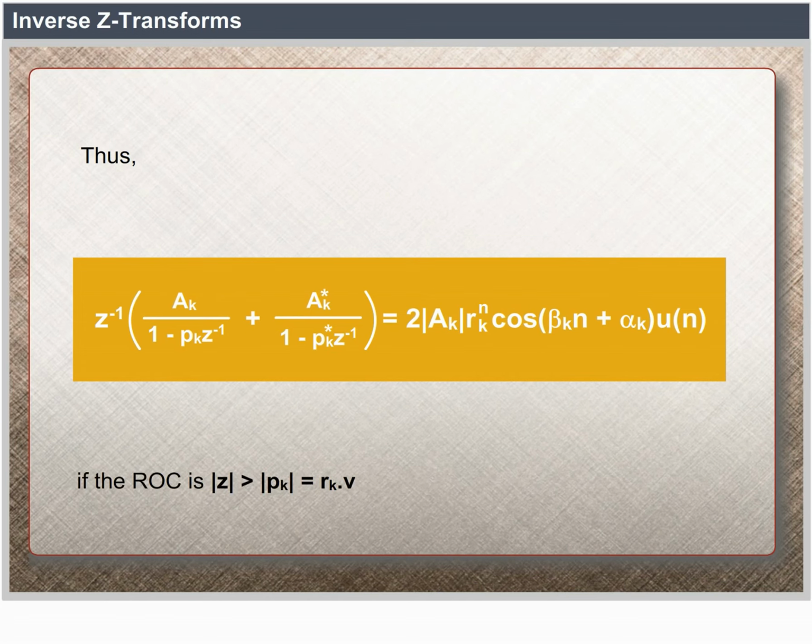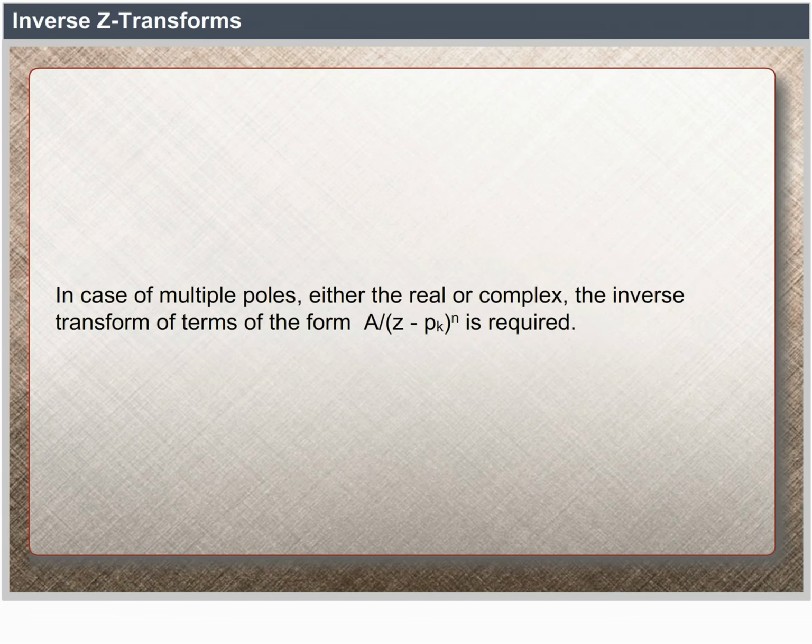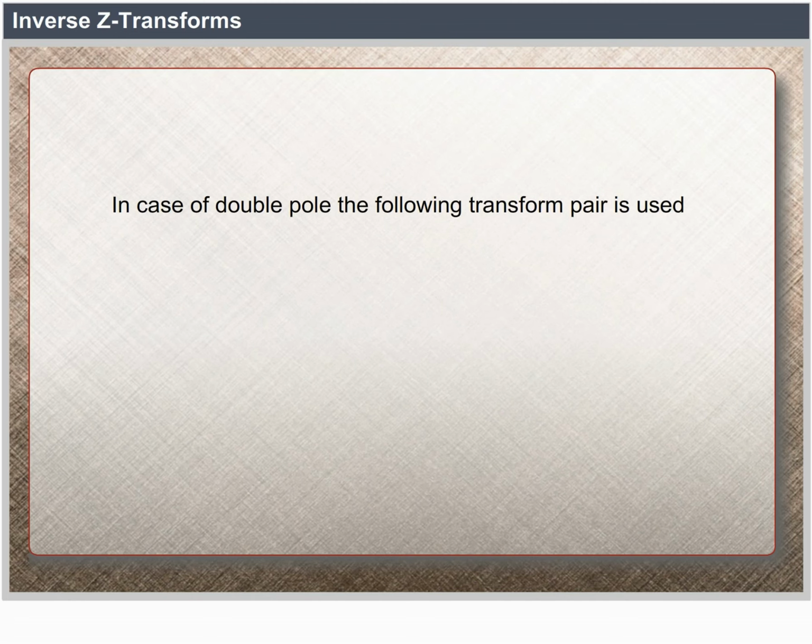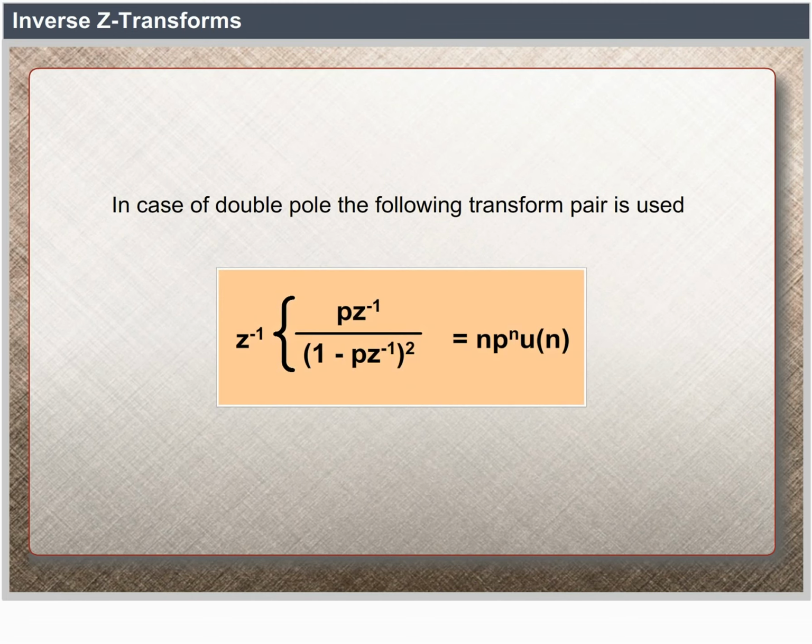In case of multiple poles, either real or complex, the inverse transform of terms of the form a divided by z minus pk whole power n is required. In case of a double pole, the following transform pair is used. Z inverse of p into z power minus 1 divided by 1 minus p into z power minus 1 the whole square equal to n into p power n into u of n, provided that the region of convergence is modulus of z greater than modulus of p.